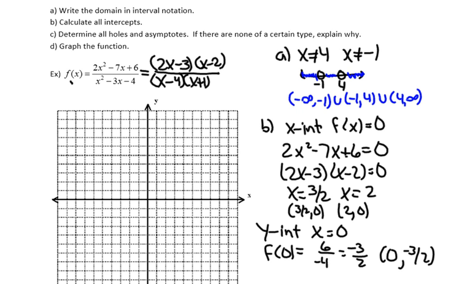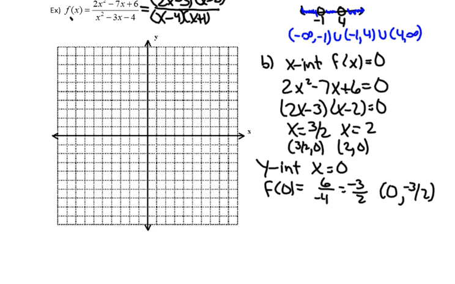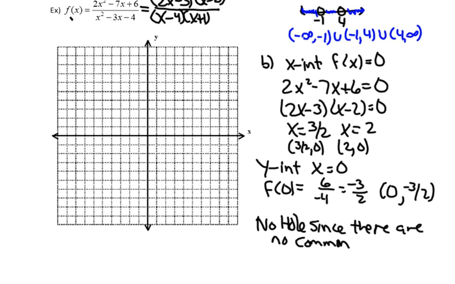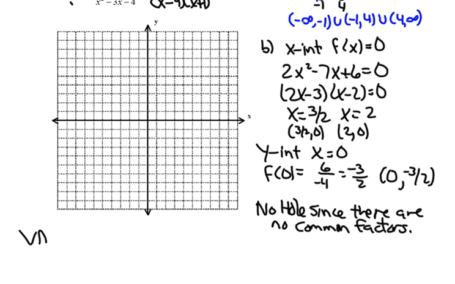Okay, asymptotes and holes. Okay. Now again, I can make this note very quickly. No hole, since there are no common factors. Okay, vertical asymptote. Well, vertical asymptote is when the denominator is equal to 0. So we know one vertical asymptote is at x equal to 4, and the other one is at x equal to -1.